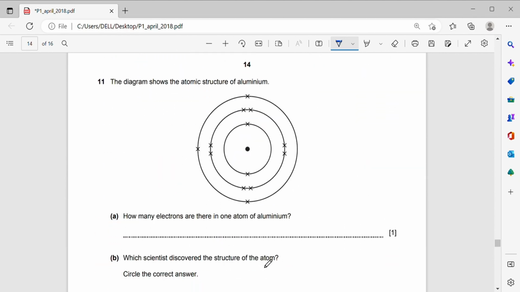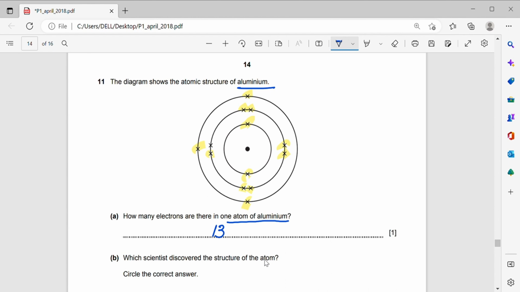Question number 11, the diagram shows the atomic structure of aluminum. How many electrons are there in one atom of aluminum? How would we know? So let's count the number of electrons. 1 and 2, 3, 4, 5, 6, 7, 8, 9, 10, 11, 12, 13. So aluminum has 13 electrons.